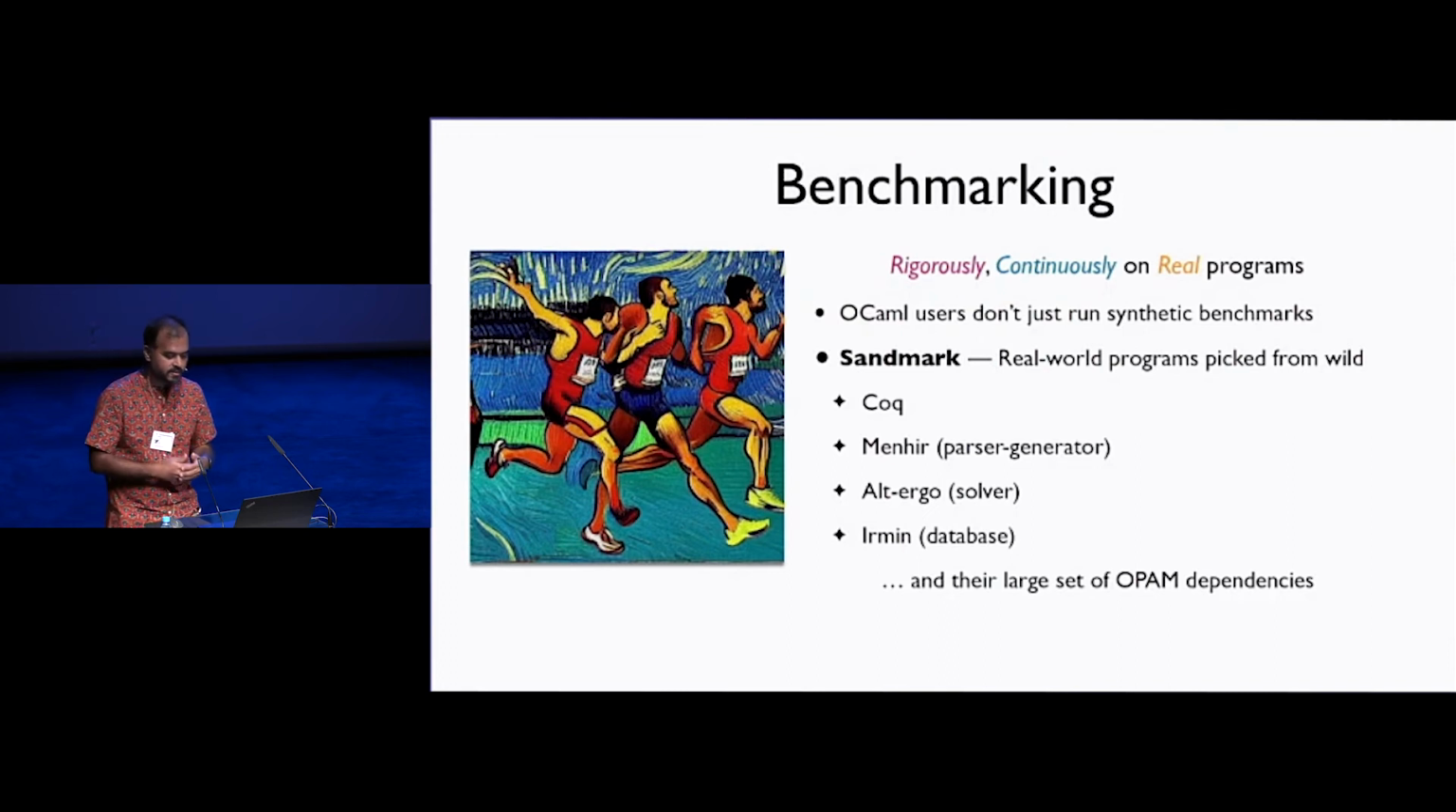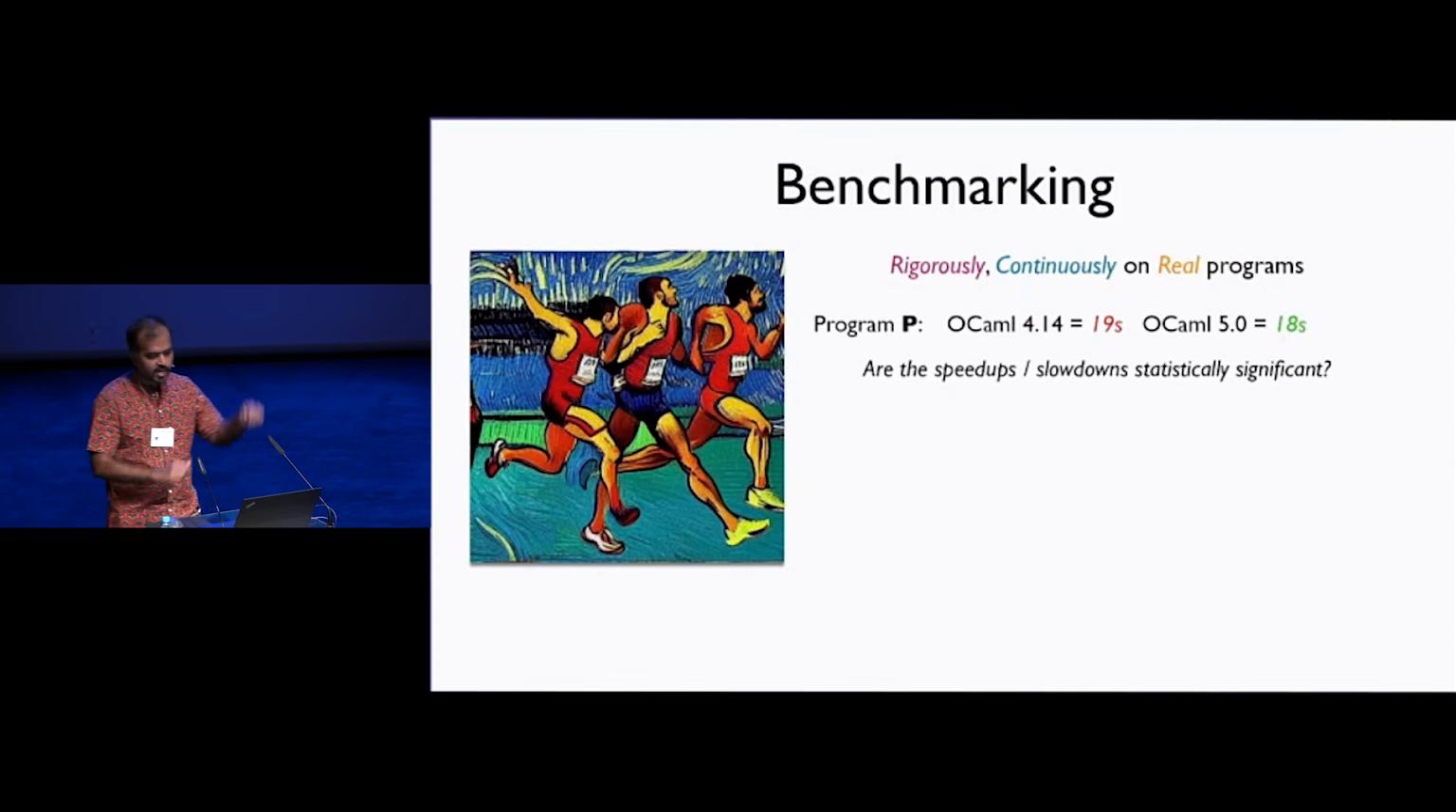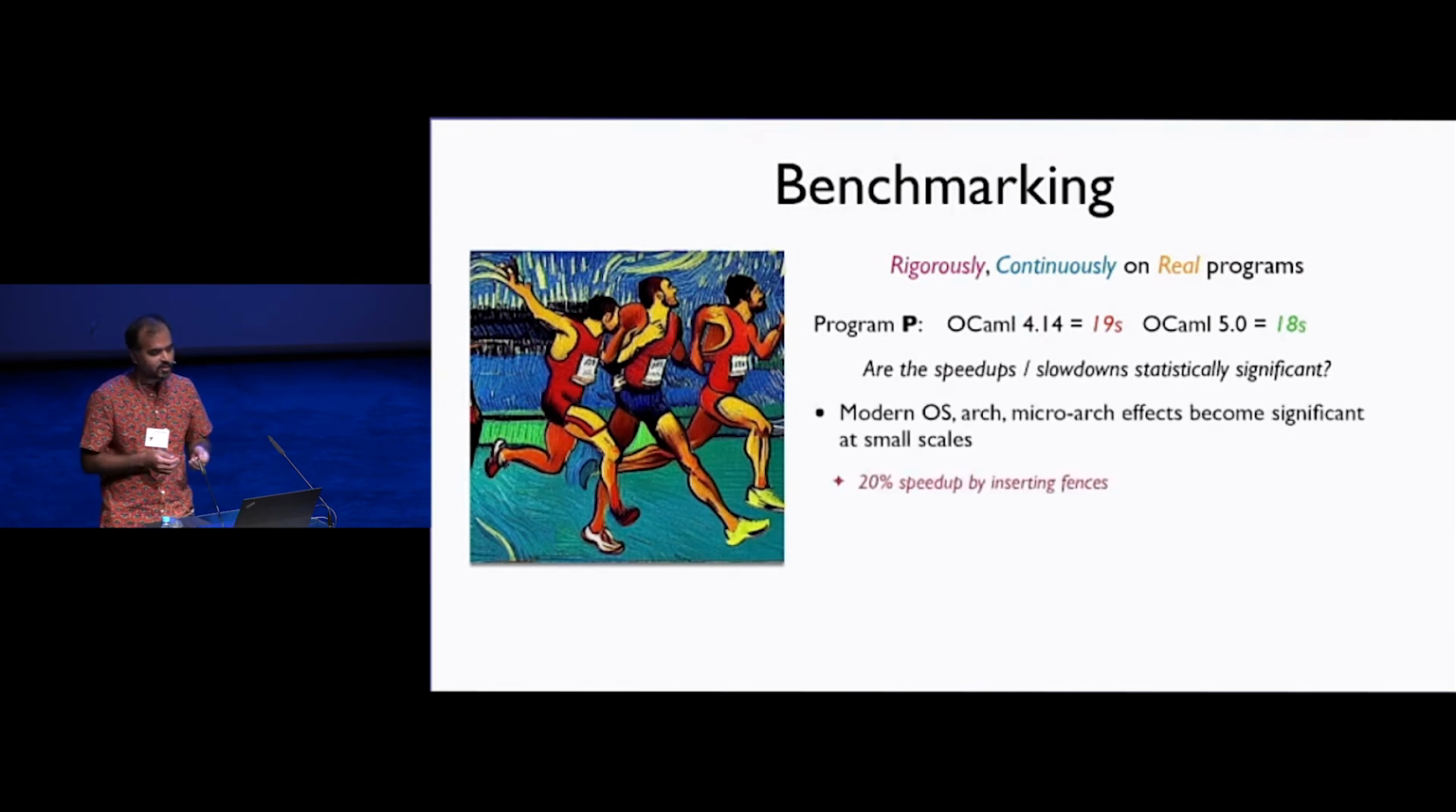All of our results are based on these benchmarks. So suppose I have a program P, and I ran it on OCaml 4.14, it ran in 19 seconds, and on OCaml 5, it is 18 seconds. You have to ask yourselves now, right? Are these speedups and slowdowns statistically significant? It turns out that modern operating systems, architecture, and microarchitectural effects introduce a lot of noise at very small scales.